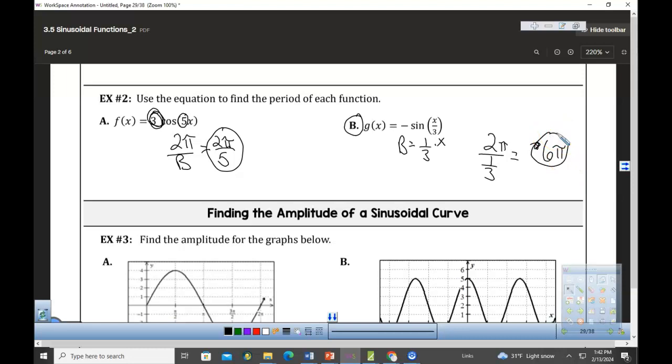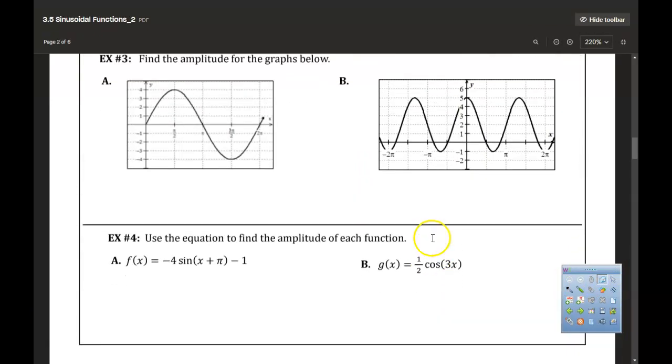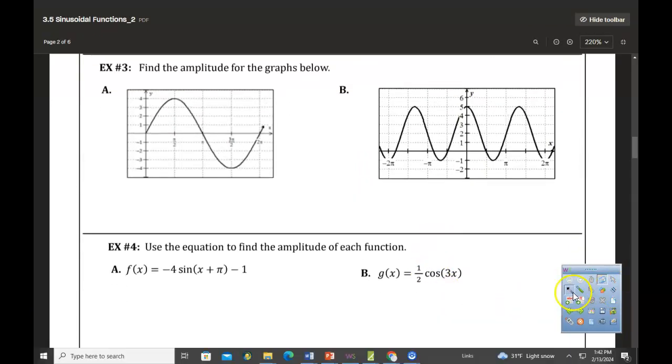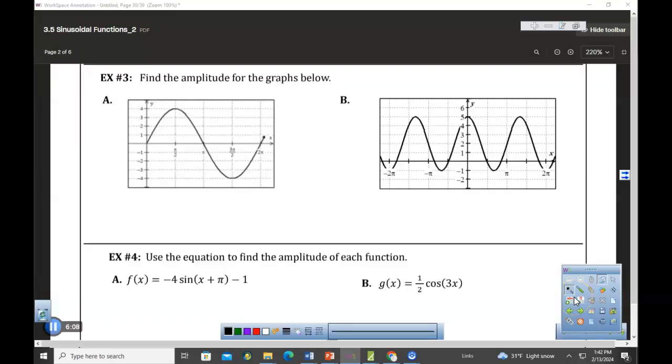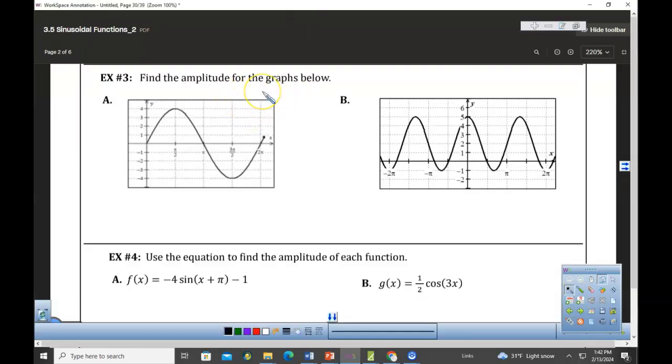All right, let's find the amplitudes of these graphs below. Just by looking at the graph now, we aren't really thinking too much. I'll do it the old-fashioned way.